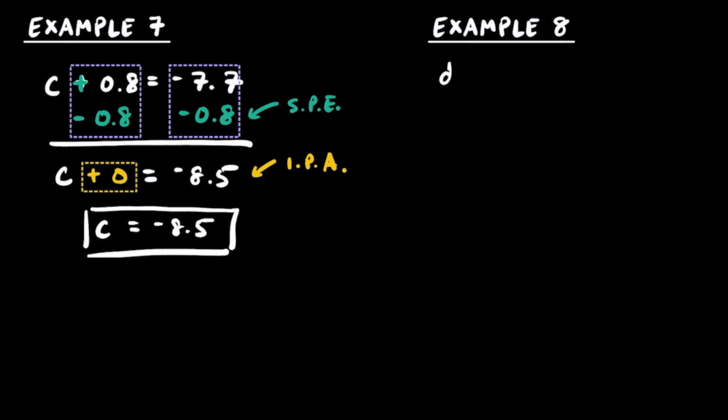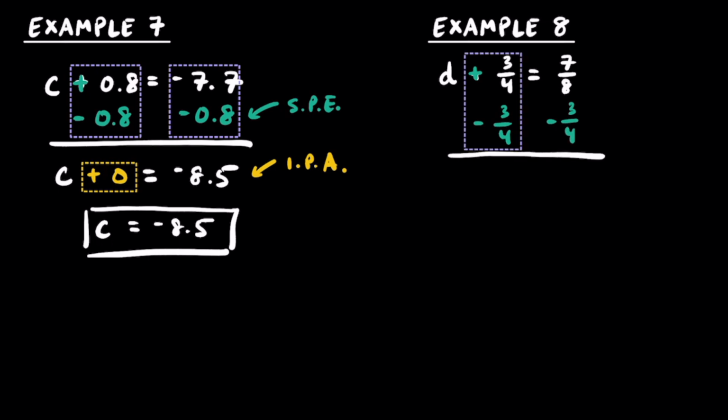For example 8, let's go ahead and try solving the equation d plus 3/4 is equal to 7/8. Now, while I know that fractions can be a little bit intimidating, try not to worry too much. This whole process is going to stay the same, just with fractions instead. To isolate d, we see this plus 3/4, and we're going to go ahead and just subtract 3/4 from both sides of the equation.